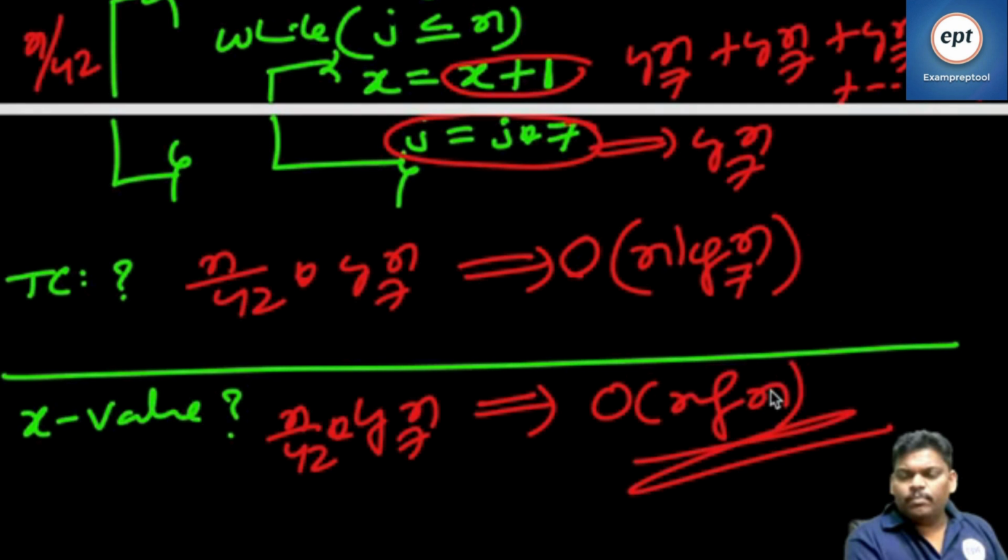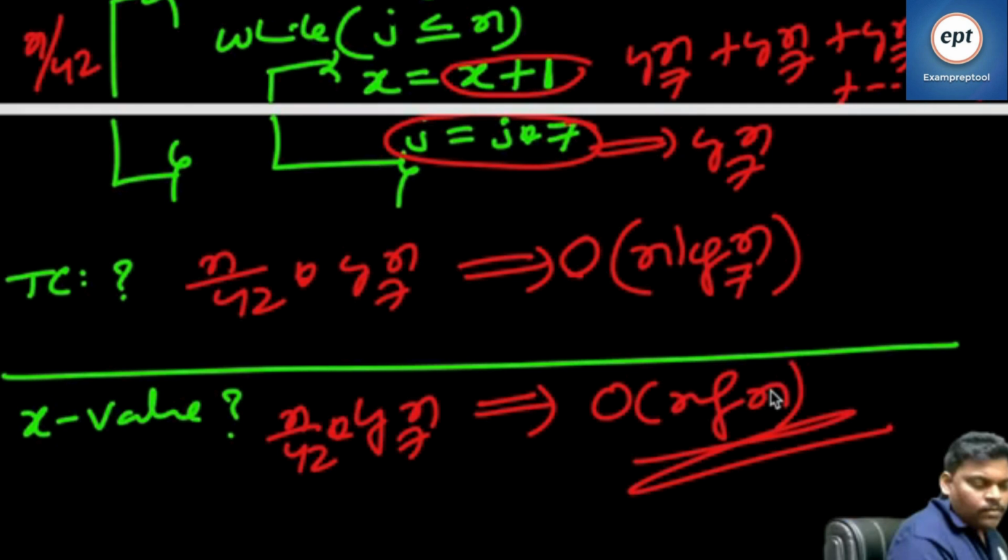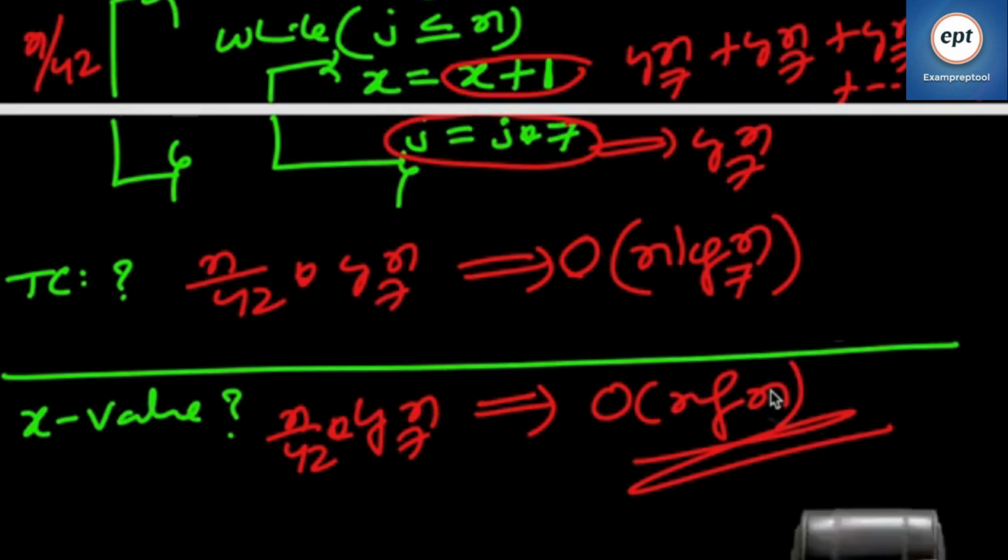Please check if I am wrong. Both are n log n. Please verify. First time log n base 7, second I value again log n base 7, third I value again log n base 7, like that how many times? N by 42 times, n by 42 times log n. Please verify. If I am wrong, please let me know.